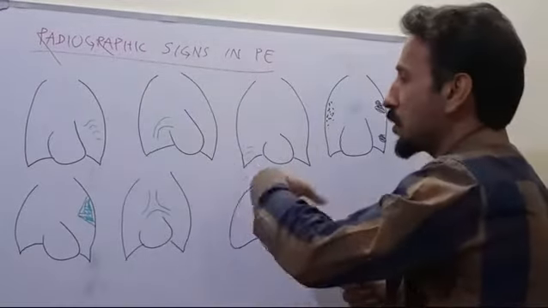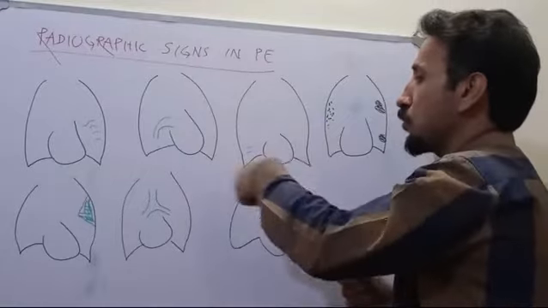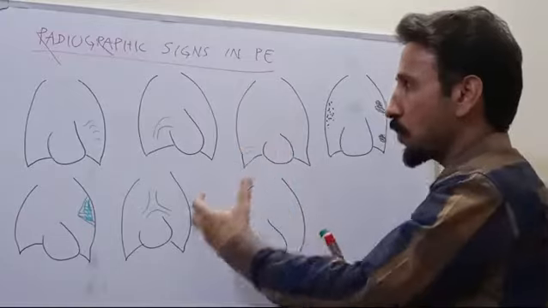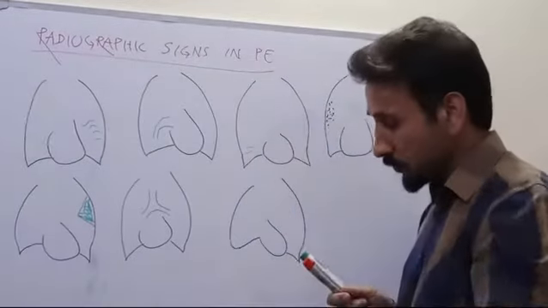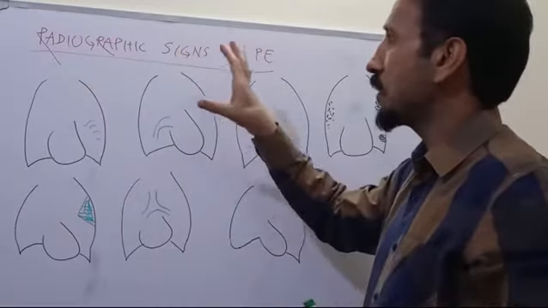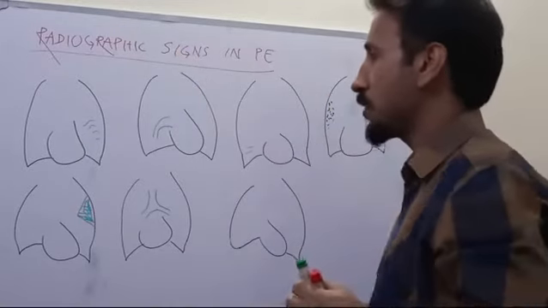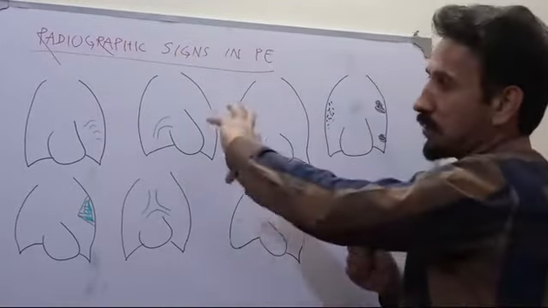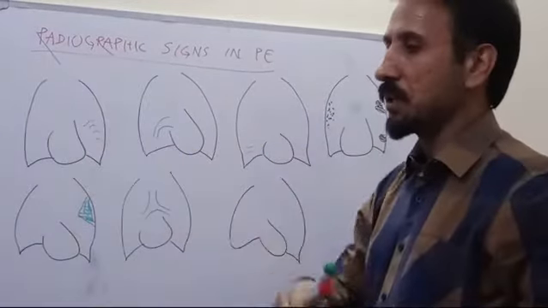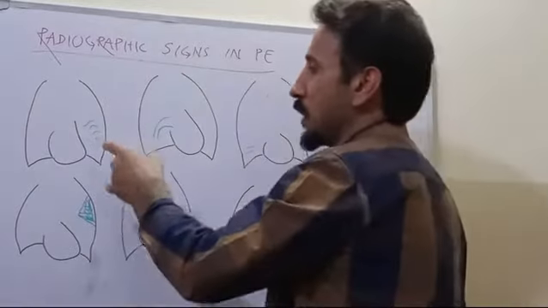I have made the diagram before the presentation to make it interesting and memorable for all of you. So the first thing which can be seen in pulmonary embolism on radiography, either all of these or a combination, is focal oligemia, which I have drawn.